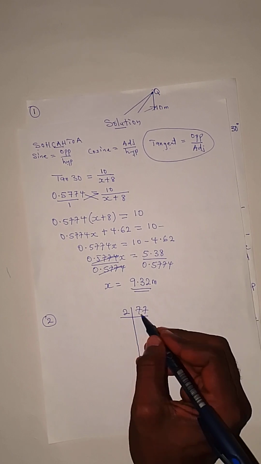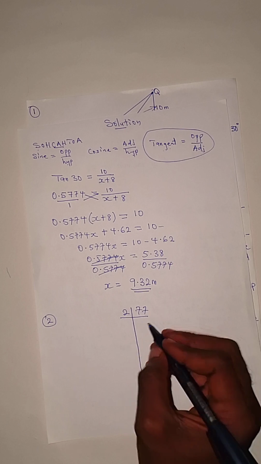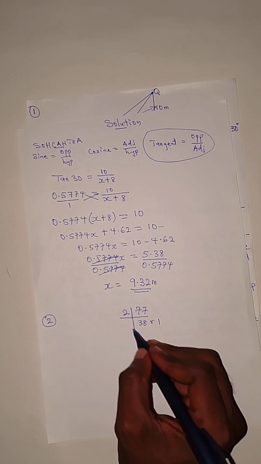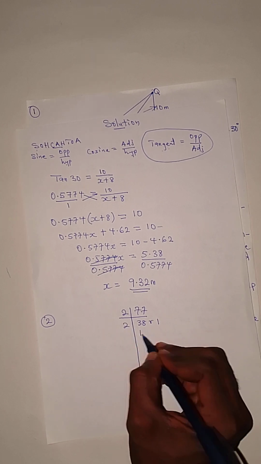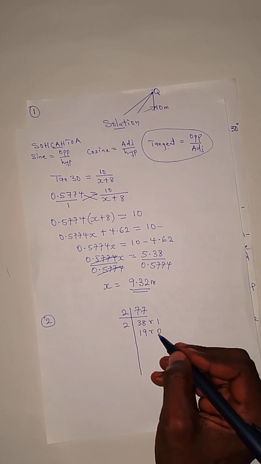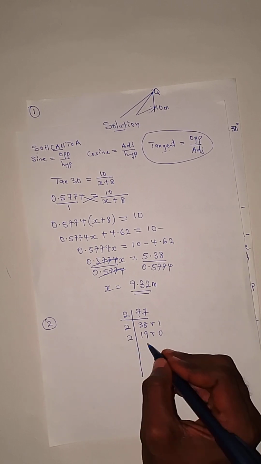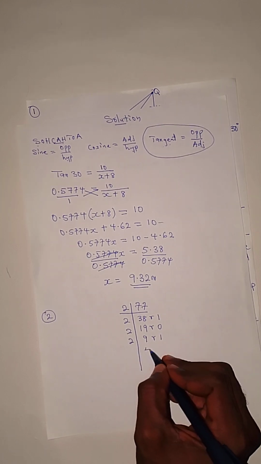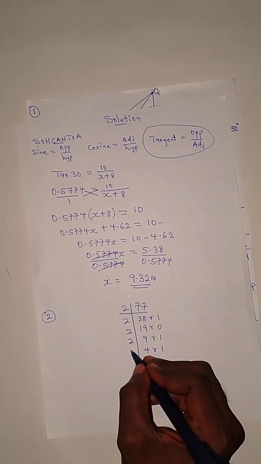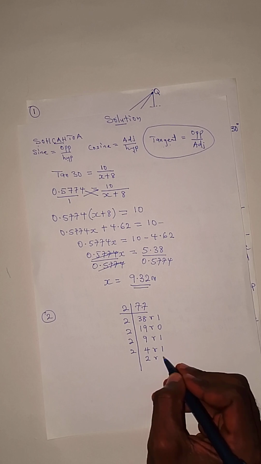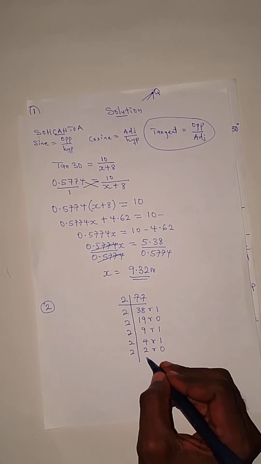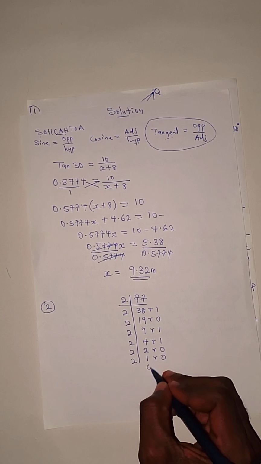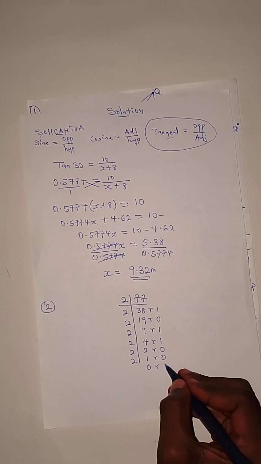So we are going to divide 77 by 2. So 2 goes into 77, that will give us 38 remainder 1. 2 goes into 38, that will give us 19 remainder 0. 2 goes into 19, that will be 9 remainder 1. 2 goes into 9, that's 4 remainder 1. 2 goes into 4, that is 2 remainder 0. 2 goes into itself, that's 1 remainder 0. 2 goes into 1, that is 0 remainder this 1 that 2 cannot go into.